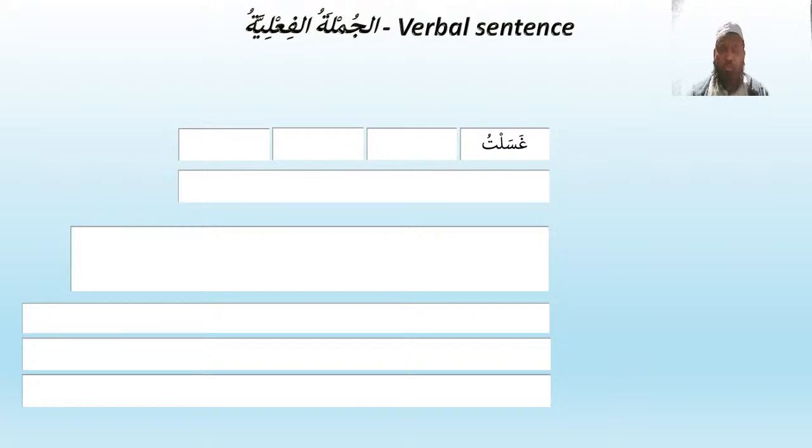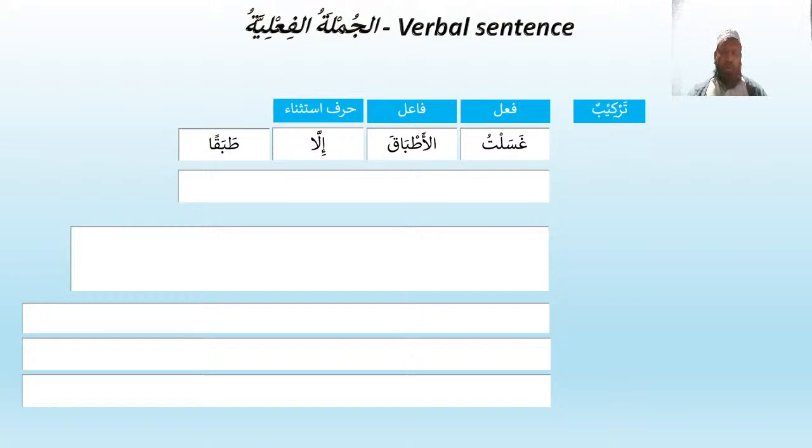Next example, غسلت الأطباق means I washed the dishes. I washed the plates. If you have istisna إلا طبقا. Is this complicated? So after إلا mustasna in mansub case, right? غسلت الأطباق إلا طبقا. تركيب: غسلت فعل، الأطباق فاعل، إلا حرف استثناء، طبقا مستثنى. Because we're excluding one plate from these plates. So the excluded one is mustasna, it is mansub. So I washed the plates except one plate.